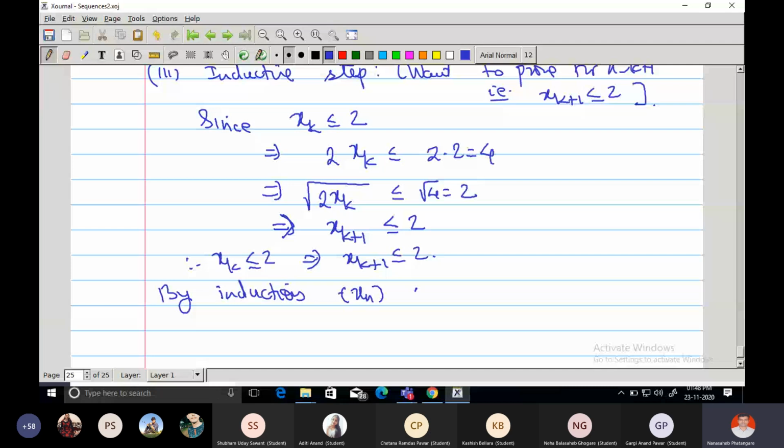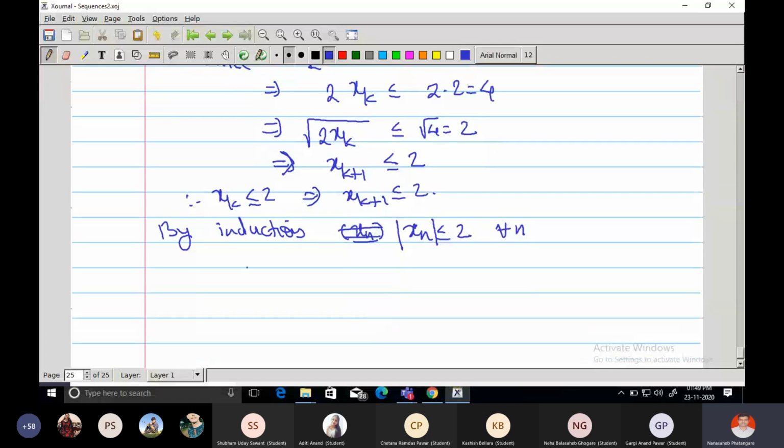by induction, xn is less than or equal to 2, because all xn's are positive. So we can say absolute value for all n, but here the xn's are positive, so there is no need of absolute value. Actually, we don't need the absolute value anyway, because we are just looking at an upper bound. We are not interested in a lower bound. So no ambiguity. So by induction, xn is less than or equal to 2 for all n. Hence, xn is bounded above.